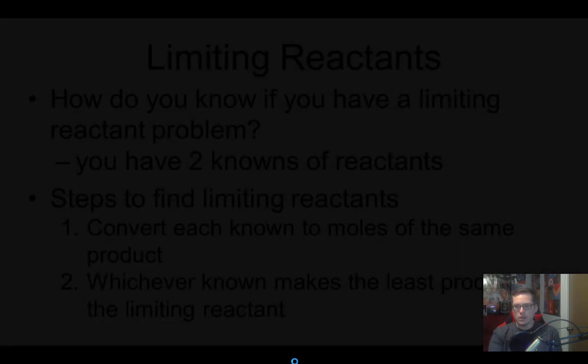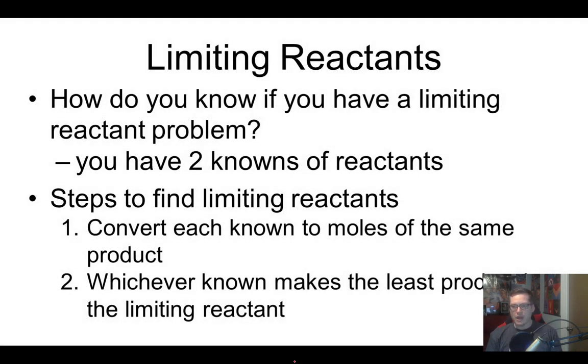So how do you know if you have a limiting reactant problem? It's really easy to tell. All you have to look at is if I give you 2 known values of reactants. If I say you've got 6 grams of this reactant and 10 grams of this reactant, then that's a limiting reactant problem. You have to figure out which one runs out first.